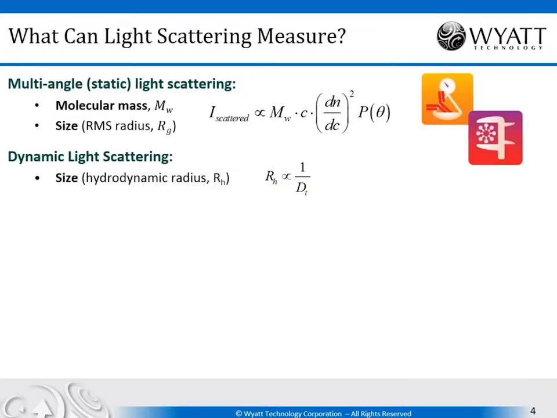So what can light scattering actually measure? We distinguish two flavors of light scattering. The first is called multi-angle light scattering, which is also static light scattering. And it is used to measure from first principles the molecular weight of molecules in solution. And often it can also determine their geometric size in terms of a quantity called the root mean square radius, or RG, radius of gyration.